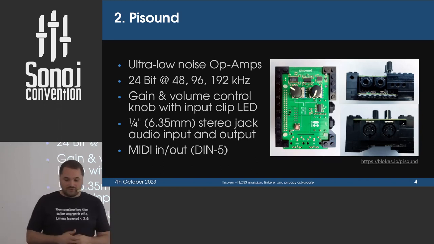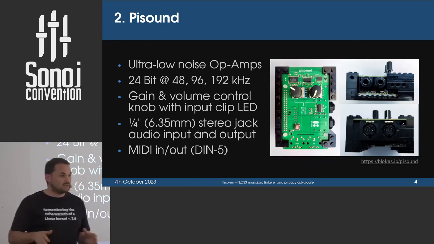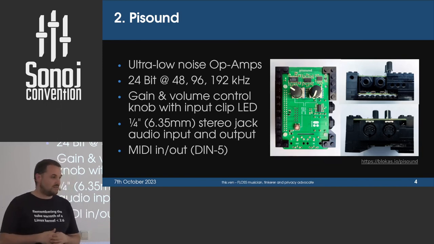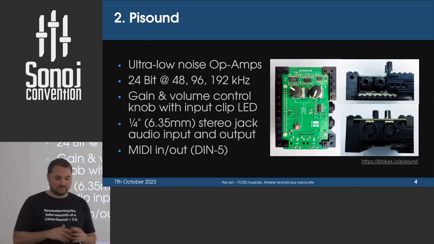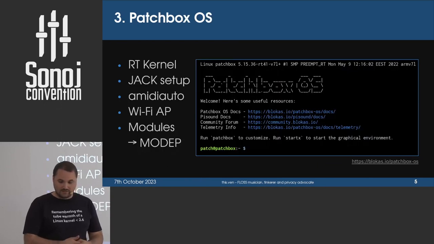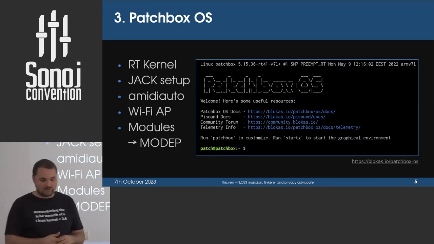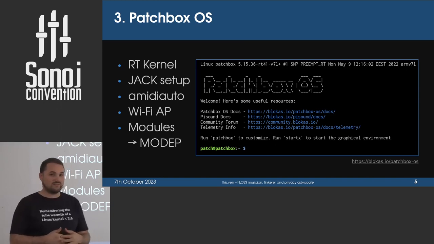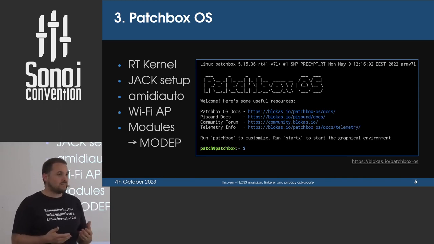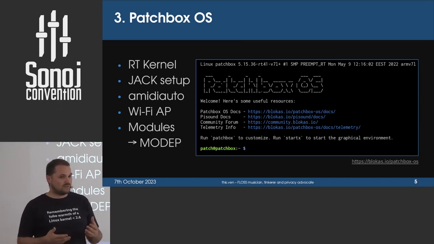And for the guys who are more familiar with keys and synths, you get a MIDI input and output for legacy MIDI devices. It's a DIN 5 female connector. The Raspberry Pi can be run with the Patchbox OS software. That's kind of a Raspberry Pi OS spin-off that is already equipped with the real-time kernel, so you get very low latencies.